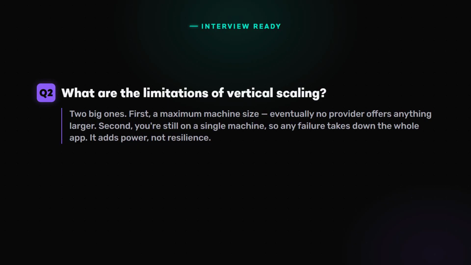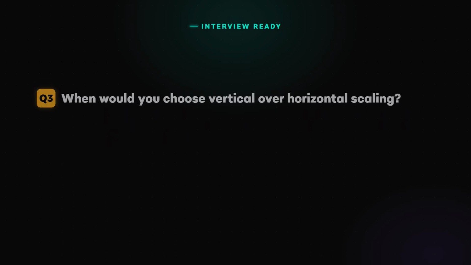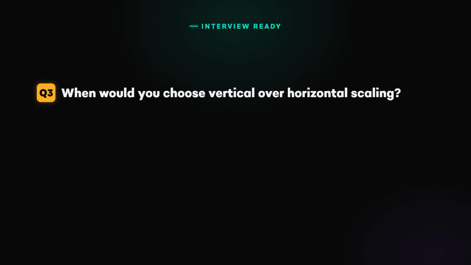Question 2. What are the limitations of vertical scaling? Two main ones. First, there is a maximum machine size. At some point, no provider offers a larger instance. Second, you are still running on a single machine, so any failure takes down your entire application. Vertical scaling adds power but not resilience.